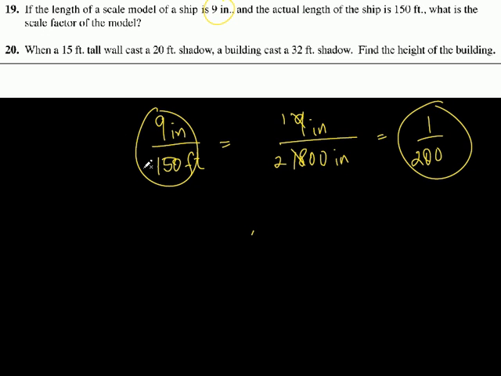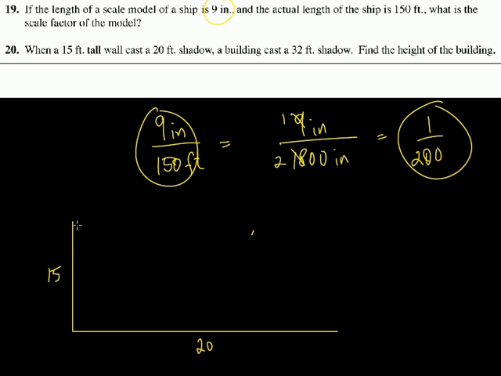A 15-foot tall wall, okay, here's the wall, it's 15 feet, casts a 20-foot shadow, so the shadow goes along the ground like this, right? So that's one building. Let's put the numbers in here. So that's 15, and that building casts a 20-foot shadow. Then it says another building casts a 32-foot shadow. So how did I do that? I think, did we put it all on one? 15 over 20 equals x over 32. I think we did this.